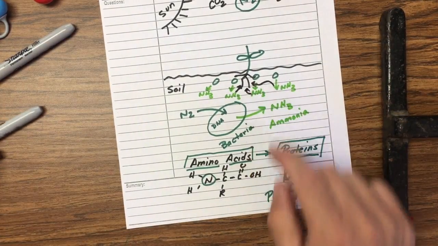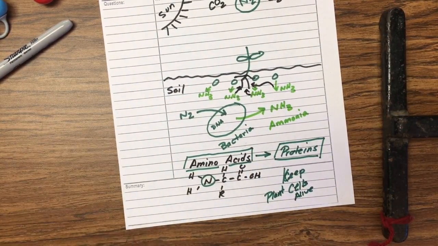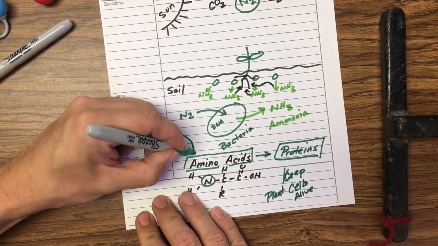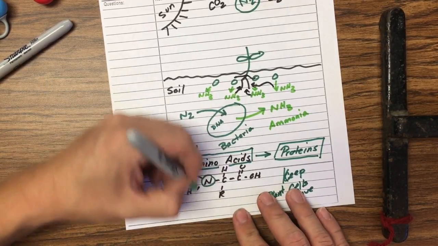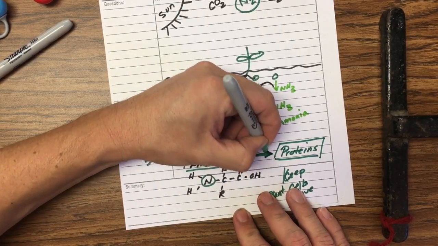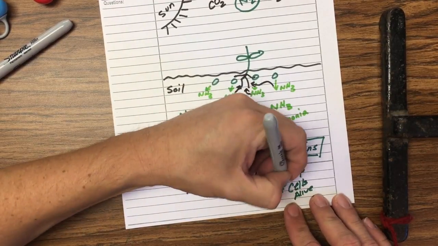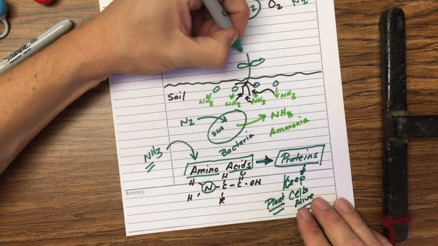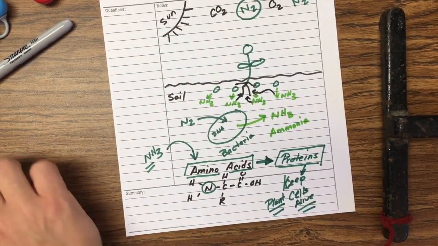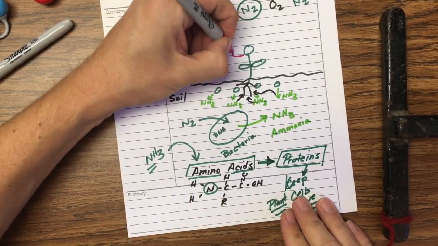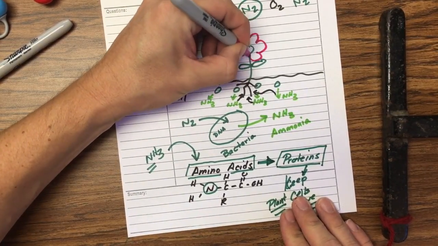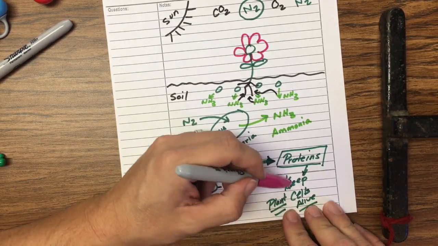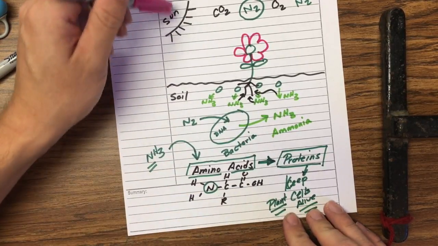That's why the plants need the NH3: they can use the nitrogen to make their amino acids. Now that they made their amino acids, they can make their proteins, and those proteins are going to keep those plant cells alive. And that's why the plant is going to be able to grow, because now it has the nitrogen it needs to make its proteins to keep its cells alive.